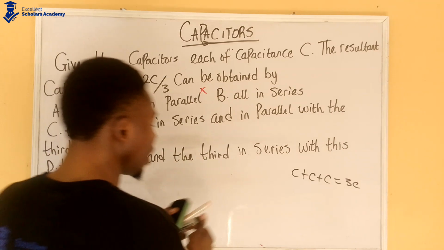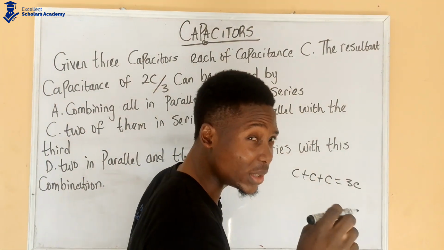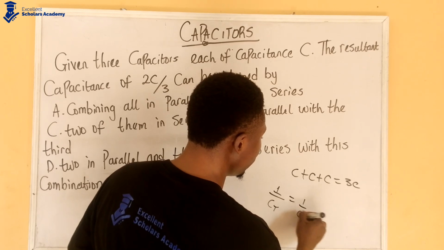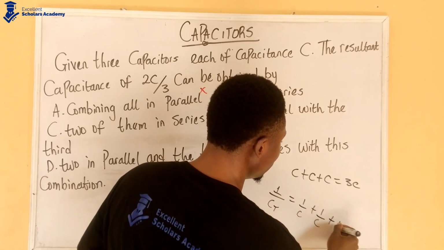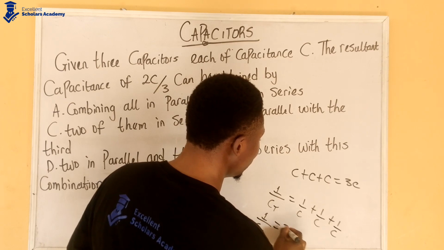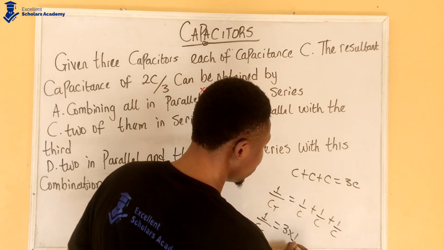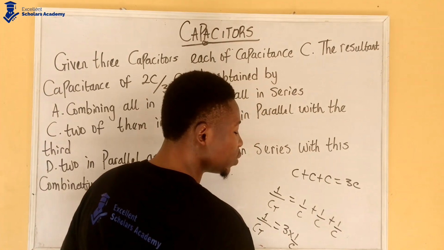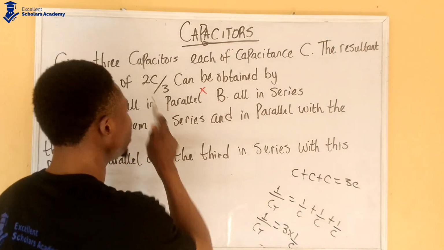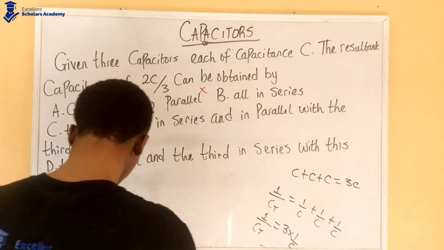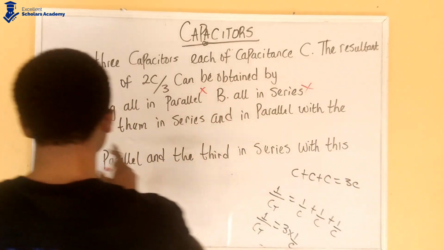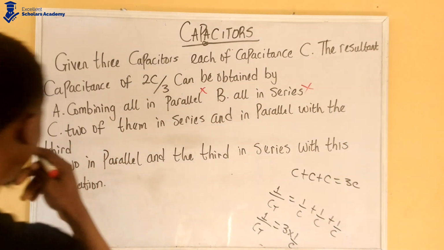All in series. Now, if you try all in series, it is going to be 1 over CT is equal to 1 over C plus 1 over C plus 1 over C. Right? So that's going to be equivalent to 1 over CT is equal to 3 times 1 over C. No matter how you do this, you will never arrive at 2C over 3. So this is also out of it too. So we are left between option C and option D.